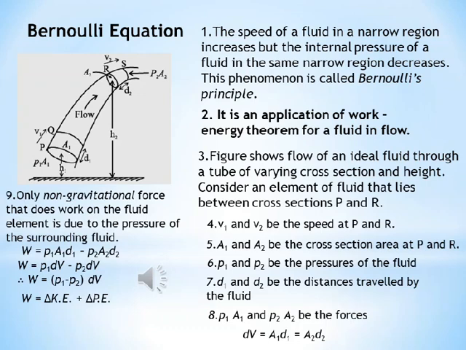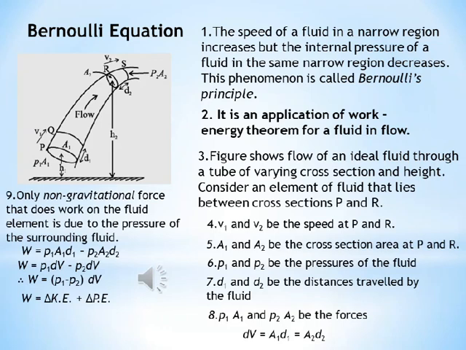What is the force? P1 into A1. What is the displacement at point P? It is D1. At point R, it is into D2. So W is equal to P1 A1 D1 minus P2 A2 D2. What does the negative sign indicate? As we have said, at point R it opposes the displacement of the fluid. So it gives you a negative sign.